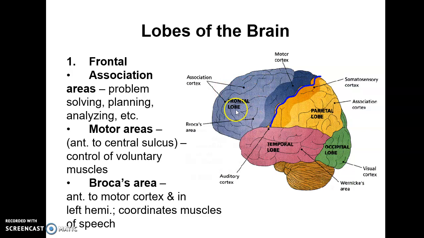And then finally, we have the small area that's only on the left side. This is one of the few areas of the brain that's not symmetrical. On the left side, we have Broca's area, and that's responsible for the muscles involved in speech. So we watched that video of that young lady who had a stroke, and she suffered from Broca's aphasia. She knew what she wanted to say, but she couldn't physically say it because her Broca's area was not functioning.